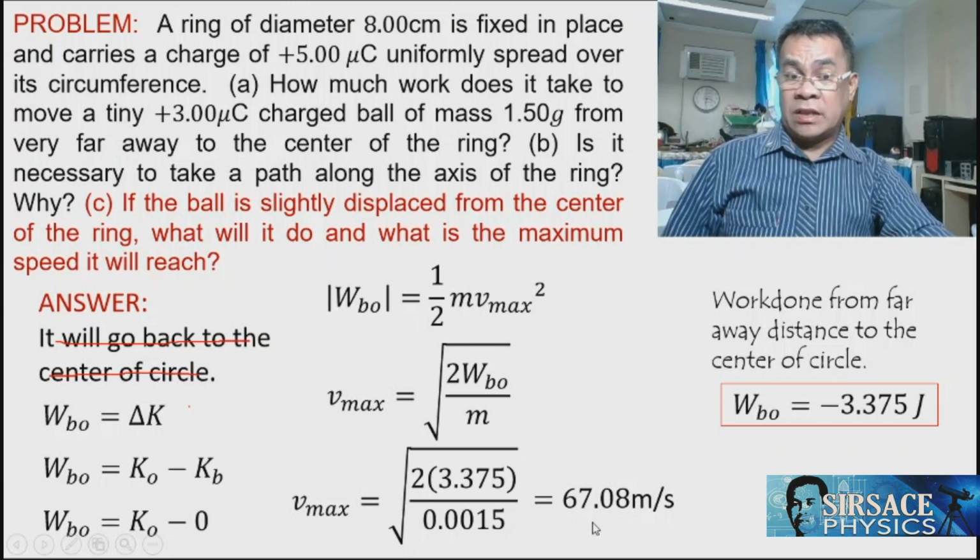And at what point does it happen? This happens at the center of the ring because the ball will be repelled from the charge. Why? Because this is a positive charge and this is also a positive charge. Charges of the same polarity repel each other. Since our ring charge was held fixed, the tiny charge will move away from it. So the maximum should be at the center of the ring.